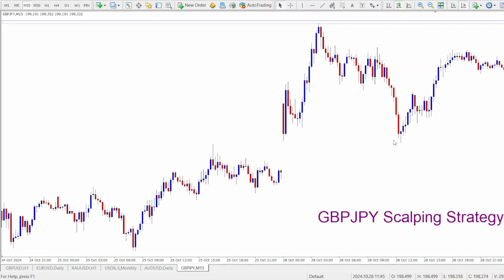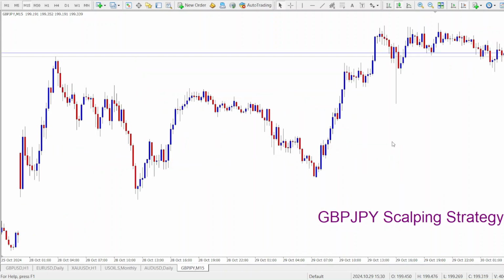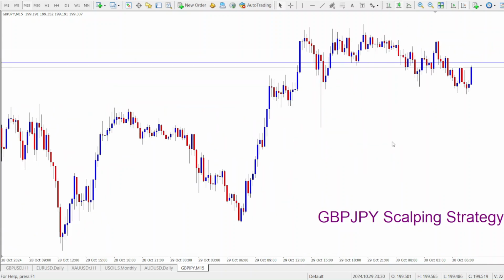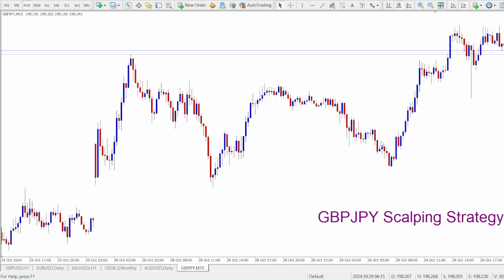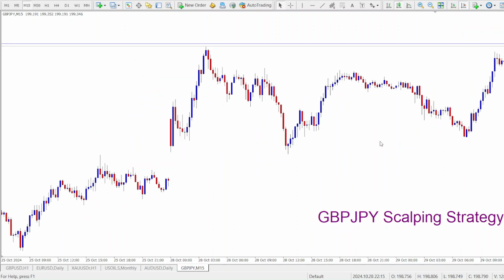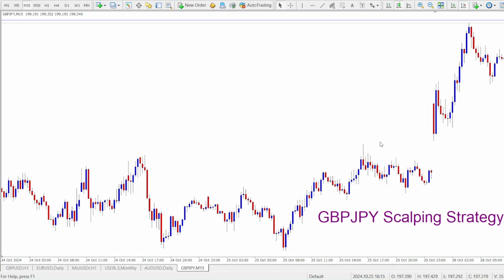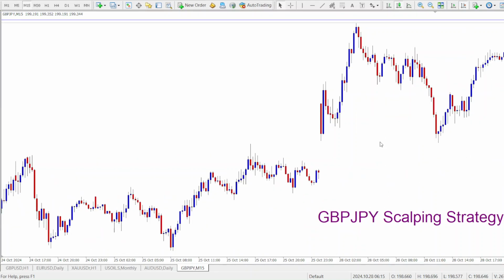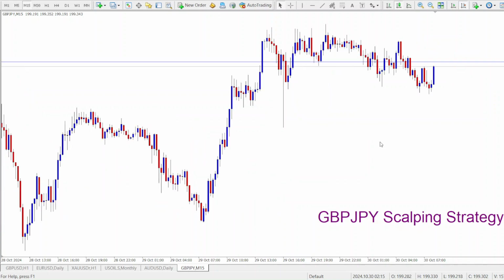Now the first step in our GBPJPY scalping strategy is timing. Very important. If you are scalping GBPJPY, timing can make or break your strategy. The London session often sees strong price action in GBP pairs, and when New York opens, the volatility usually spikes even further. So by trading during these times, you are giving yourself the best chance to catch big, rapid moves.